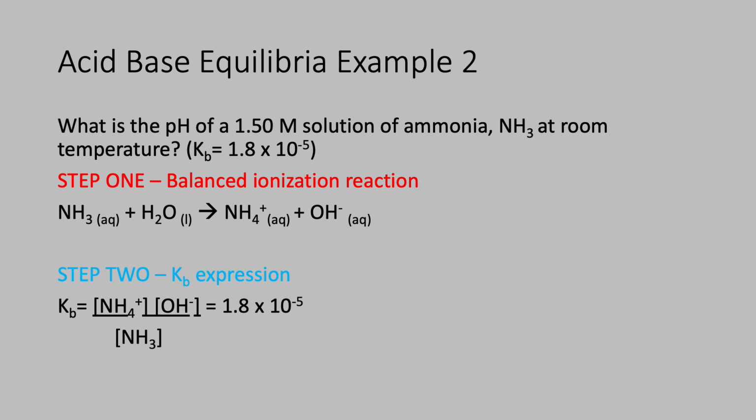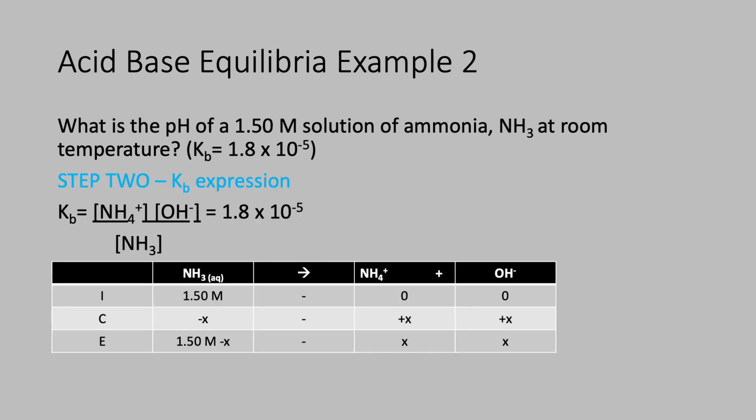Next, we have to do the Kb expression, so we can fill in with the reactants on top and the products below. Just a reminder again that we don't include water in this expression, and we can set that to equal 1.8 times 10 to the negative 5. Then we can create our ice table. So we put in our 1.5, and we know that minus X will go with that, and then NH4 and OH will be equal to X.